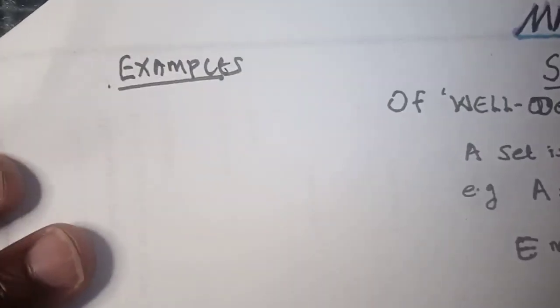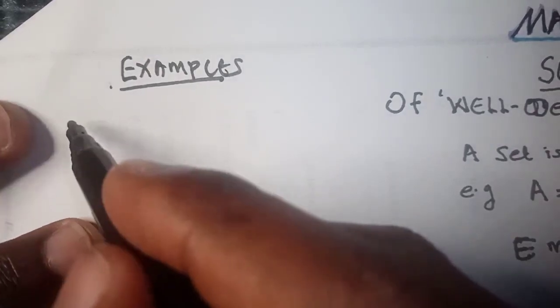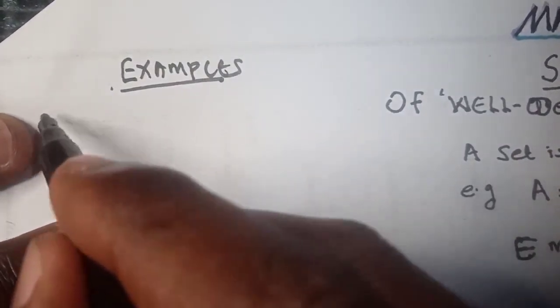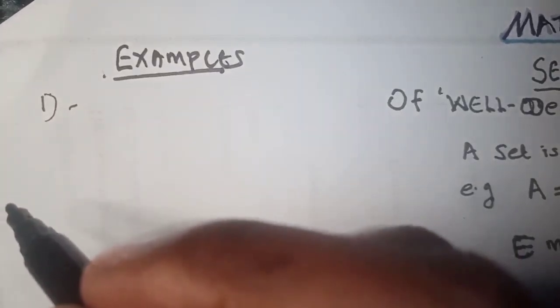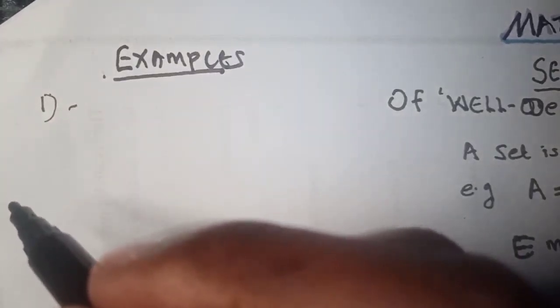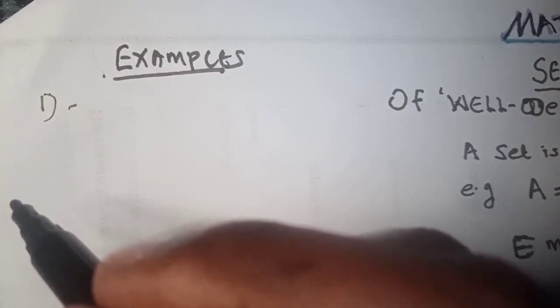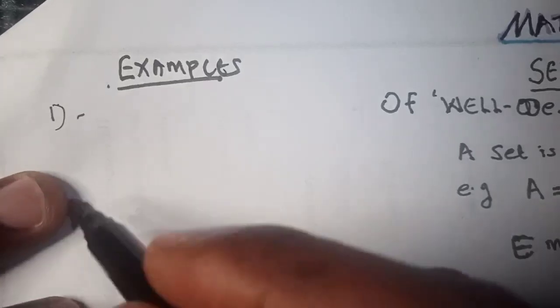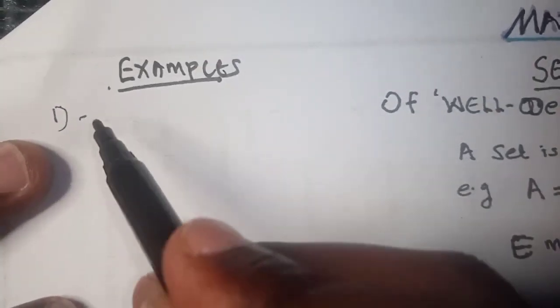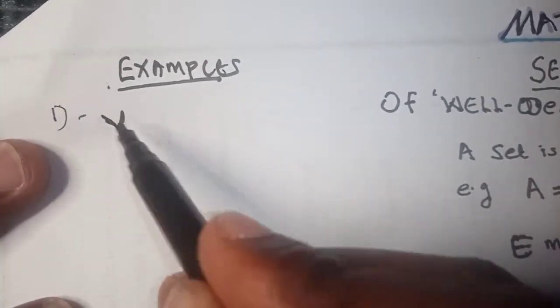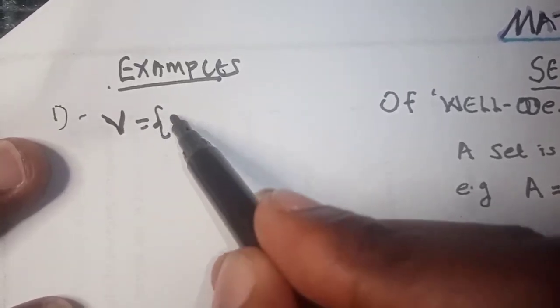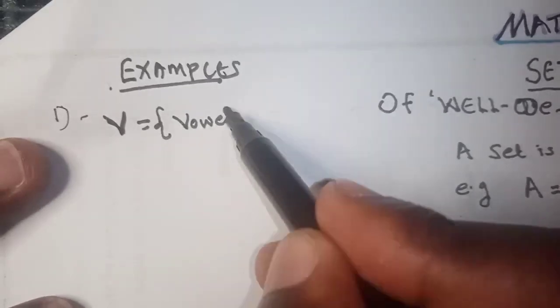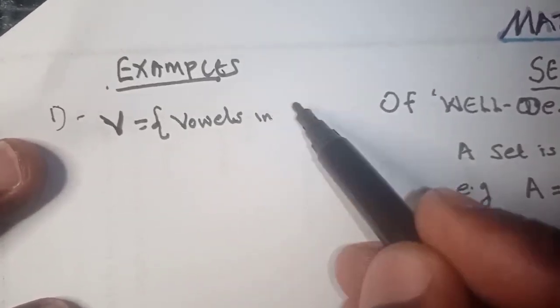So now, example 1 says, in this example, you have the set V is equal to vowels in English.